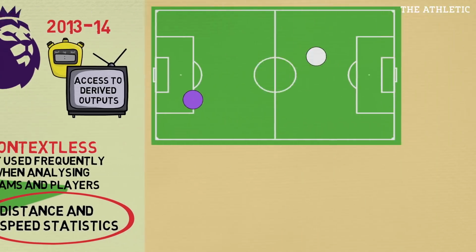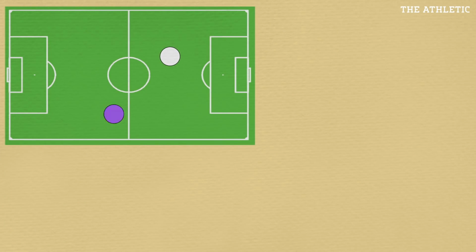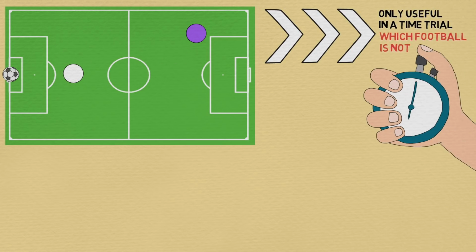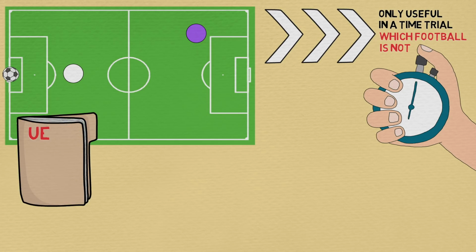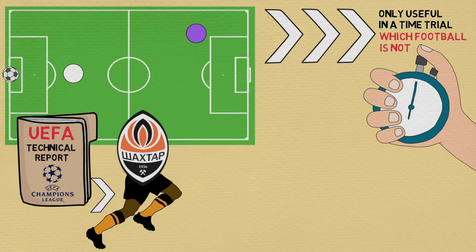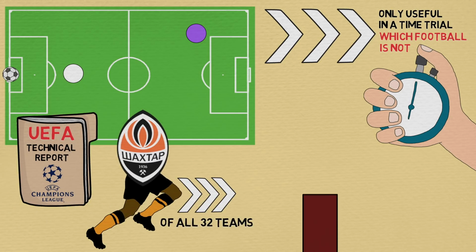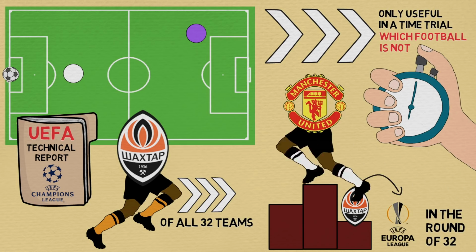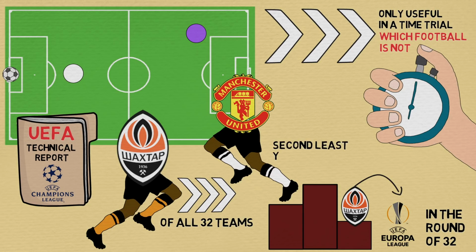But they shouldn't be. Firstly, there's no correlation between the distance run and the likelihood of winning a game. The amount of distance covered in a finite amount of time is only useful in a time trial, which football is not. From last year's UEFA technical report on the Champions League, Shakhtar Donetsk ran the furthest on average of all 32 teams in the competition, yet finished third in their group and crashed out of the Europa League in the round of 32. Manchester United ran the second least on average, yet were still able to reach the quarter-finals.